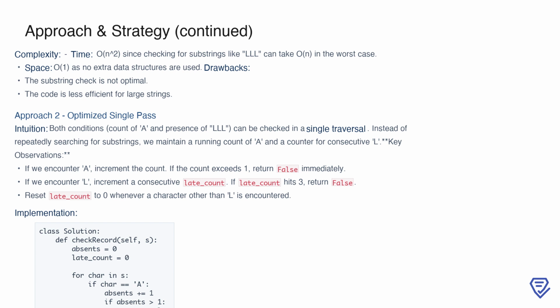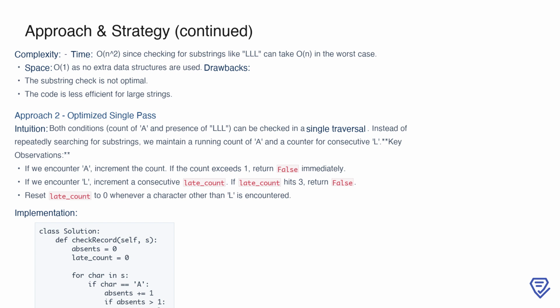Now, to address these inefficiencies, we can optimize the solution by using a single-pass approach. The key observation here is that both conditions, counting A and detecting LLL, can be checked in just one traversal of the string. Instead of searching for substrings repeatedly, we maintain two simple counters, one for the number of A characters and another for consecutive L characters.